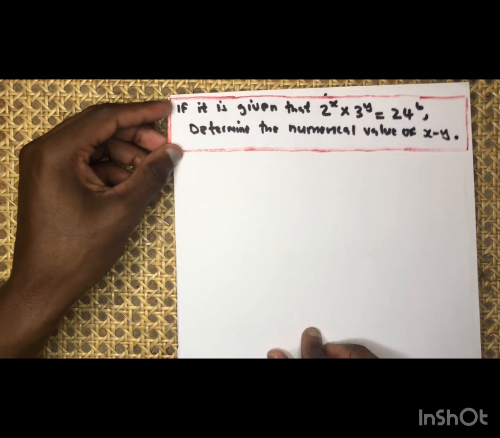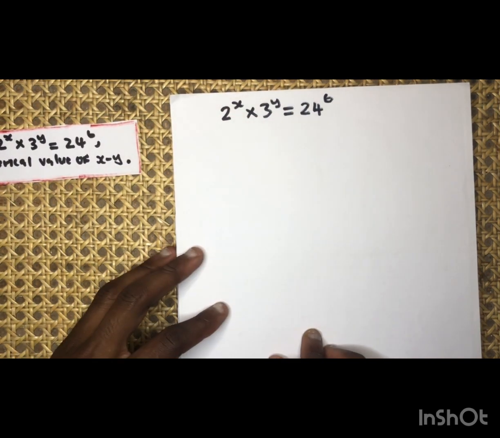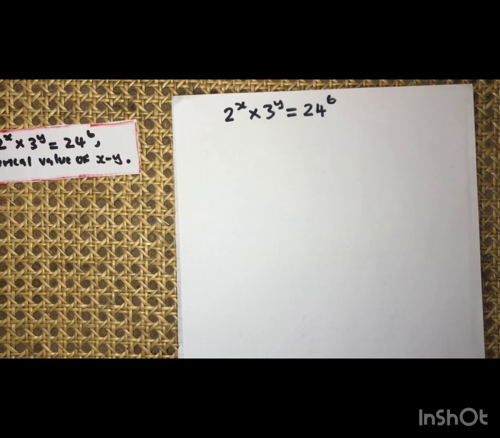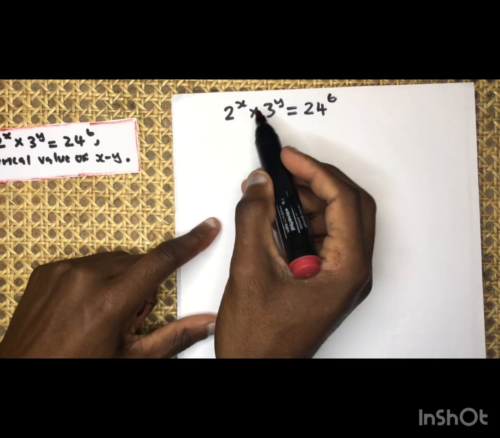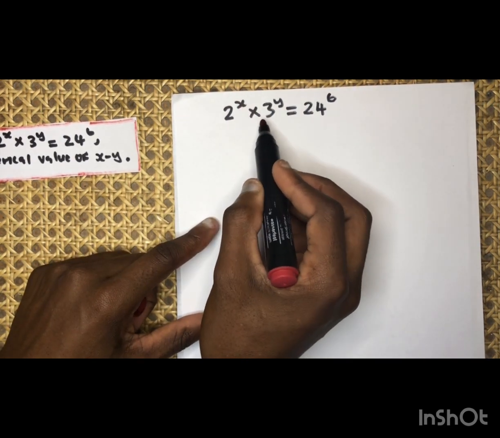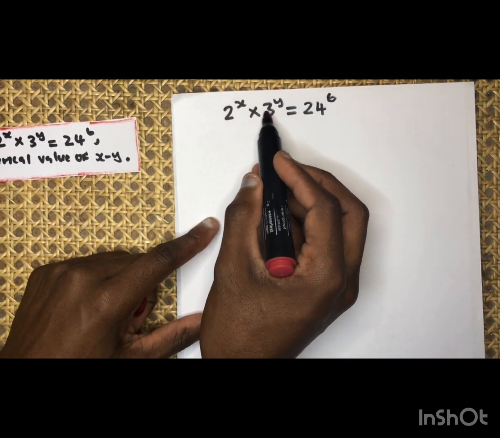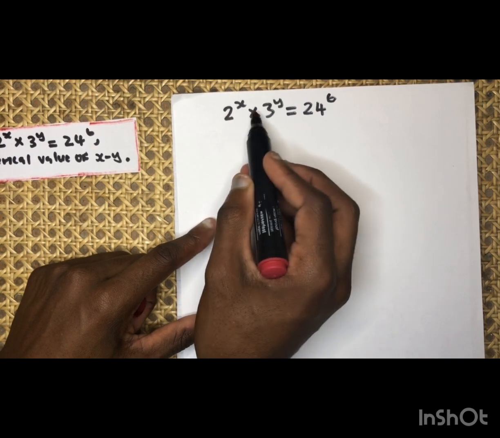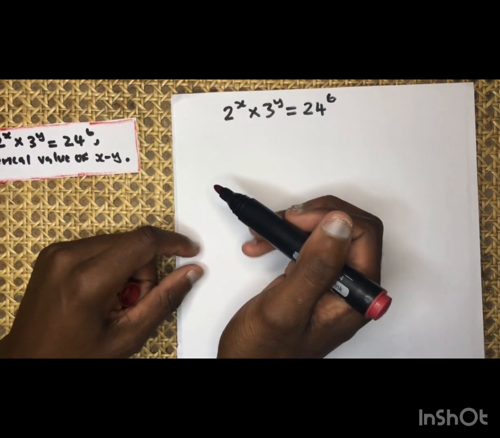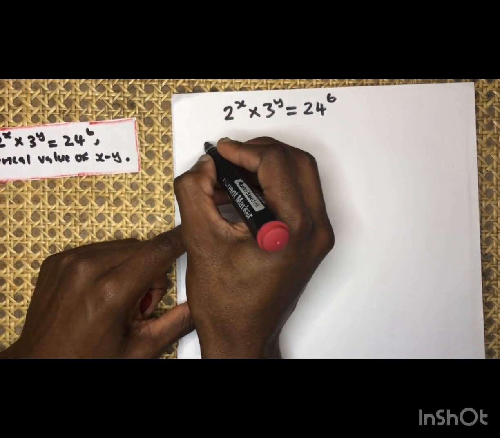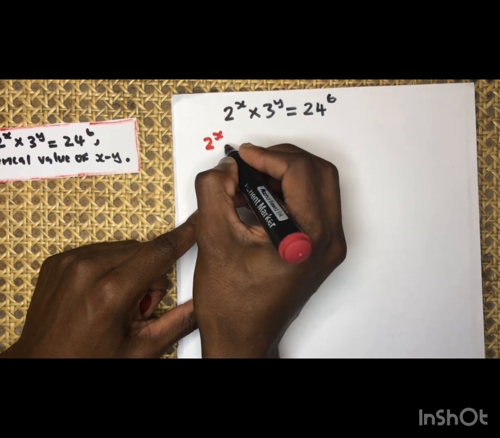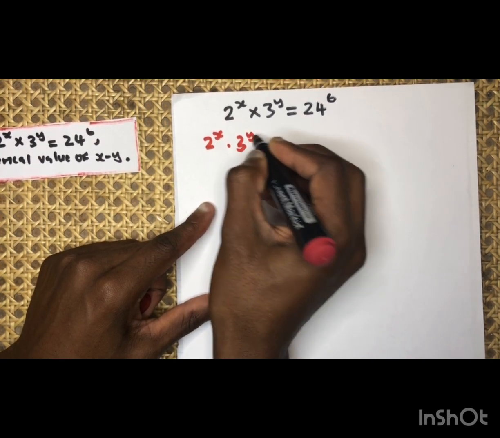Okay, so guys, this question is easy. Why am I saying it's easy? Look here, we have 2 to the power x times 3 to the power y. We cannot multiply the bases here because we need to apply the laws of exponents. So I'm going to drop 2^x times 3^y.